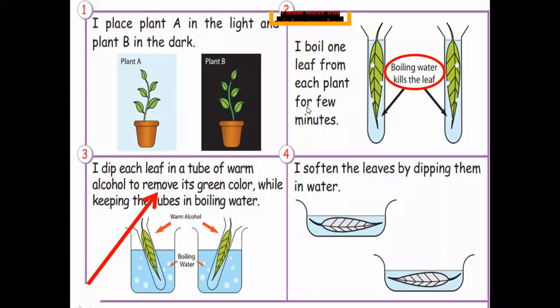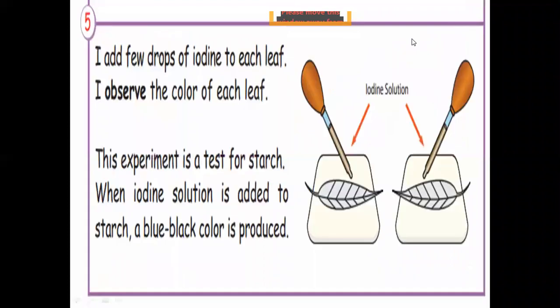Then step number four, we soften the leaves by dipping them in water. Did you see here? Both of them have no green color. They become, for example, white in color, not green. Moving forward, step five, we add iodine solution. This is called the iodine test. It's done to identify the presence of starch. If we have starch.